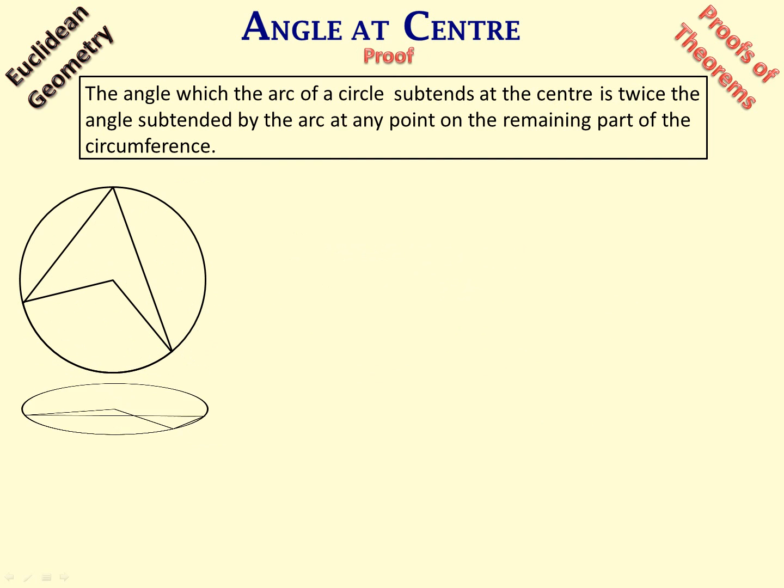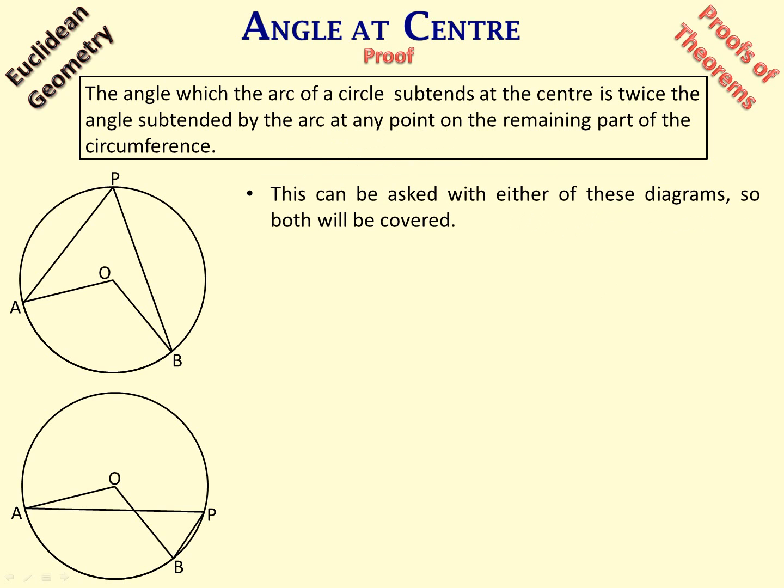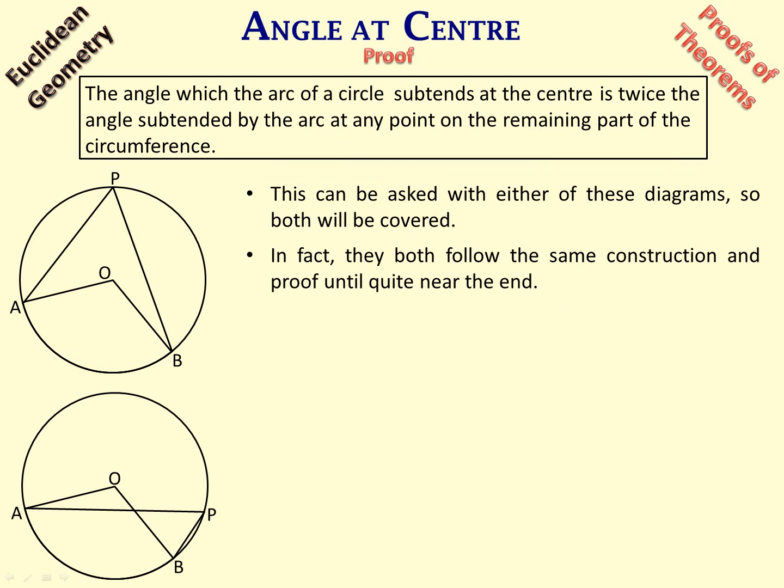Right, into the proof itself. There are two diagrams. We're going to prove it using the top one first, and then with both. Usually in proofs, you could be asked either of them, so you should know the proof for either. They follow exactly the same construction and proof until just near the end, where we've got to part and say add there, subtract here.